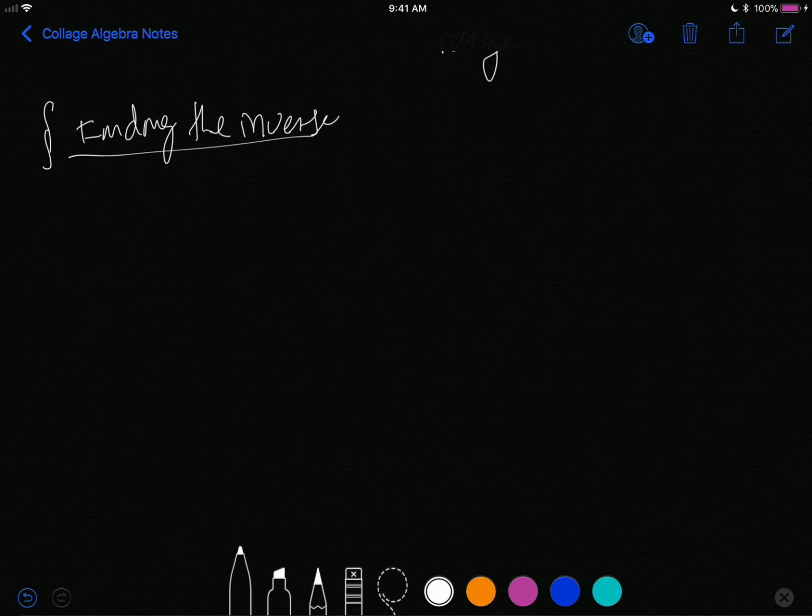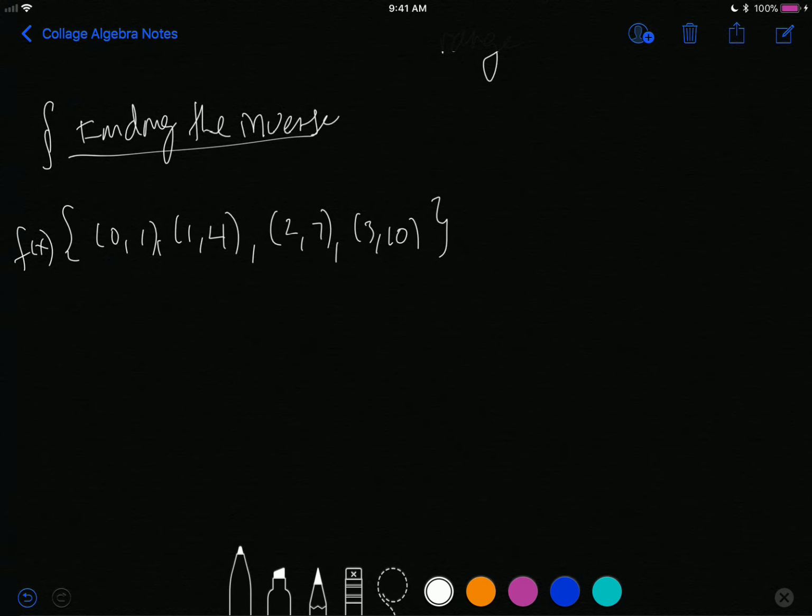Let's start with the simplest situation right here. Let's say I have a function f of x and I just simply give you ordered pairs from that function. So when I plug in 0, I get an answer of 1. I plug in 1 and I get an answer of 4. When I plug in 2, I get an answer of 7. When I plug in 3, I get an answer of 10. So these right here are ordered pairs from the function.